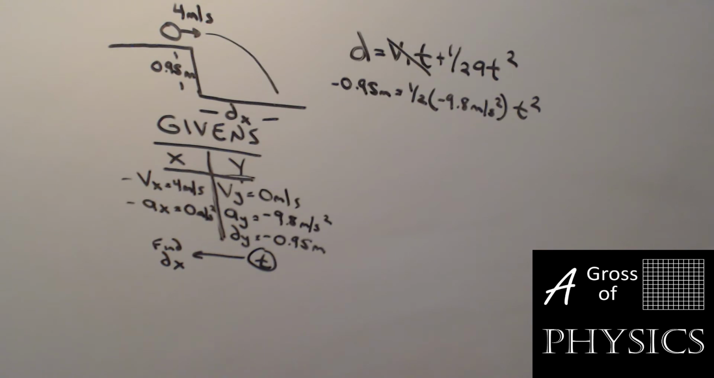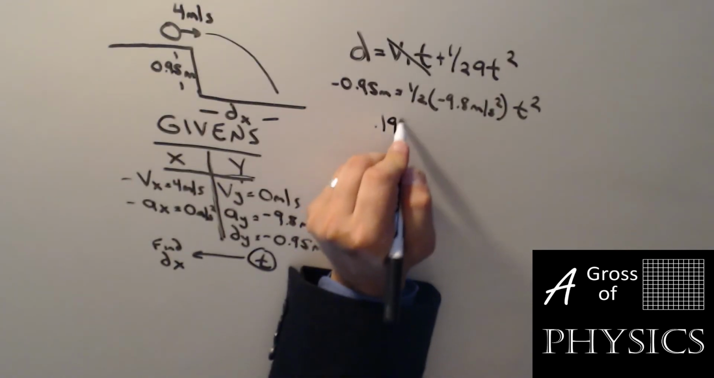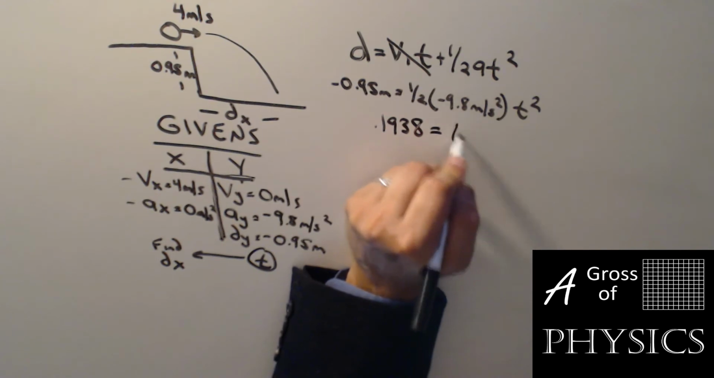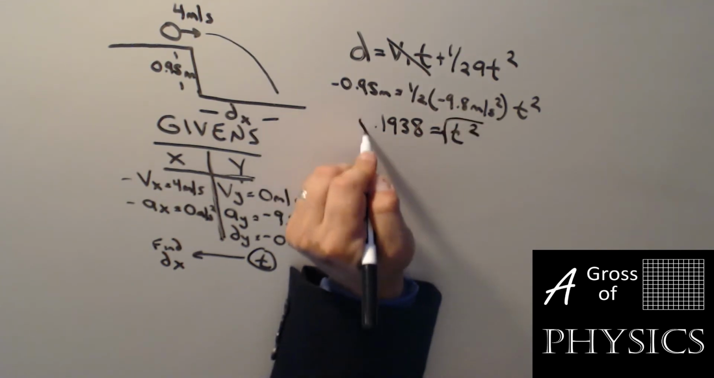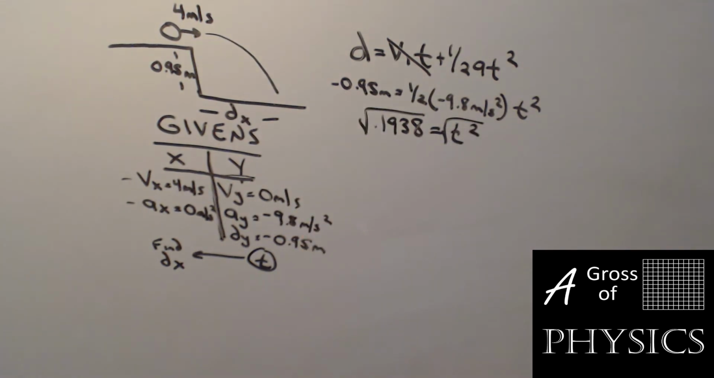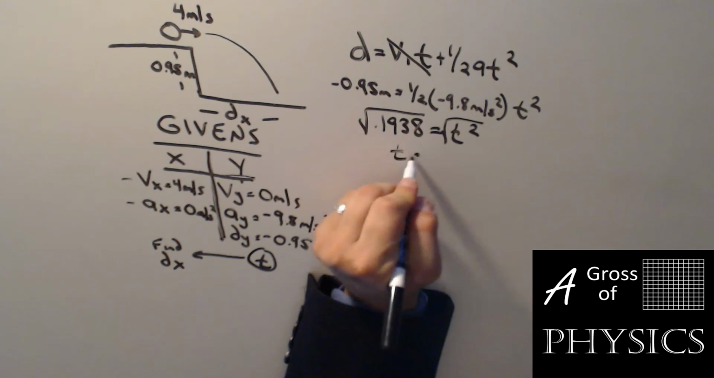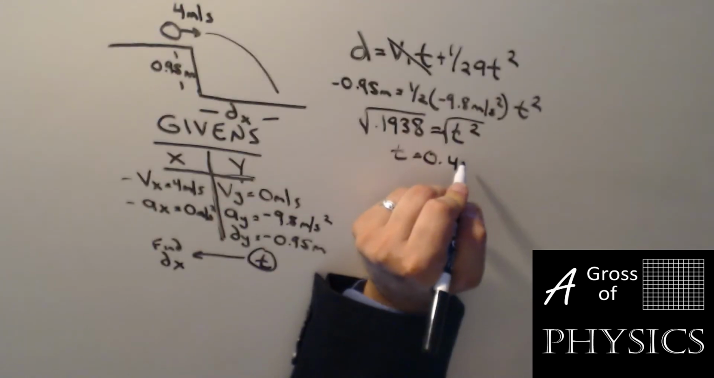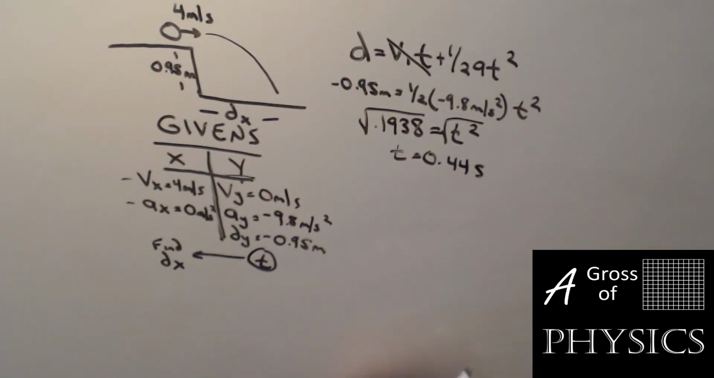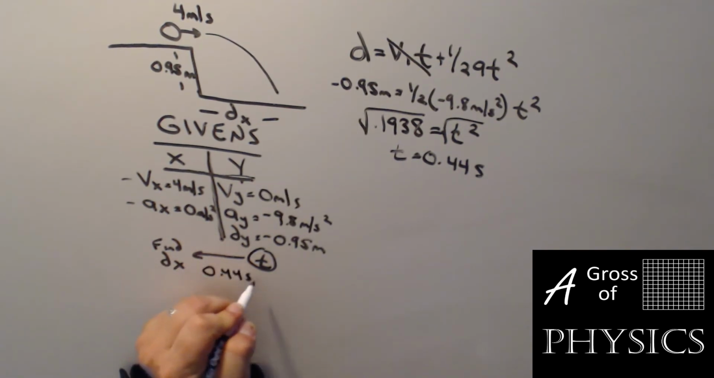So 0.95 divided by 4.9 is 0.1938. And that's going to equal t squared. I'll take the square root of both sides. And I get t to be 0.44 seconds. So that means the time for both sides is 0.44 seconds.